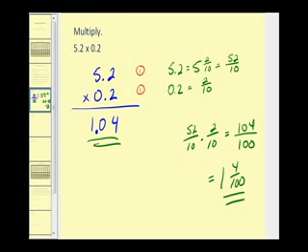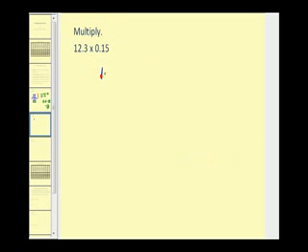Let's go and take a look at another one. 12.3 times 0.15. Notice that it's not important to line up the decimal points as we did when we were adding or subtracting. So now we're going to go ahead and multiply as we normally would, ignoring the decimals. So we'll multiply by 5 first. 5 times 3 would be 15. We carry 1. 5 times 2 would be 10.